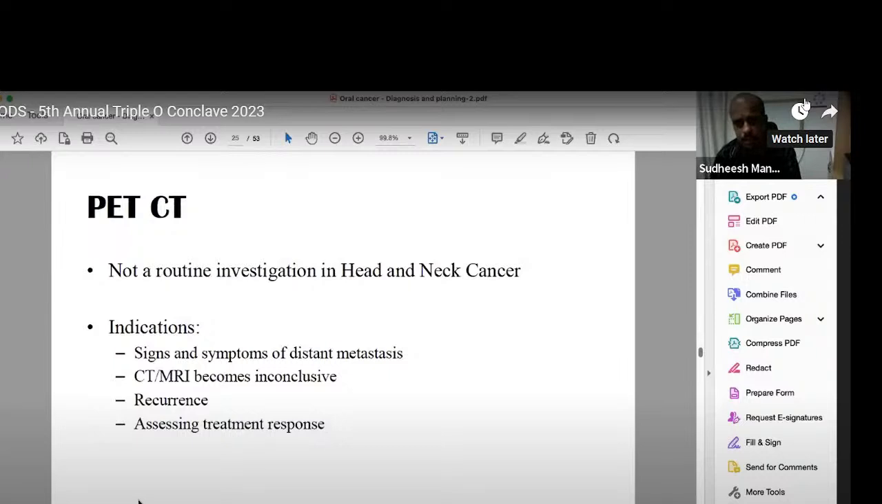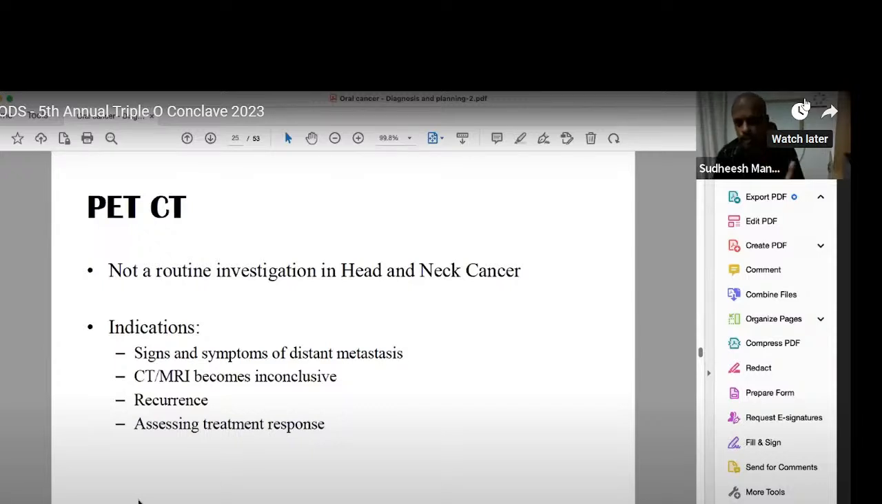PET scan, again, is not a routine investigation for head and neck cancer. You don't have to do a PET scan for all oral cancer, but there are certain scenarios where you will suggest a PET scan. One is when the patient has any signs or symptoms of distant metastasis. For example, if the patient is complaining of vague back pain on and off, where you suspect metastasis in an advanced oral cavity cancer, in such cases you might suggest a PET scan.